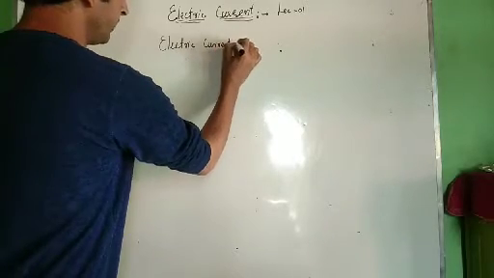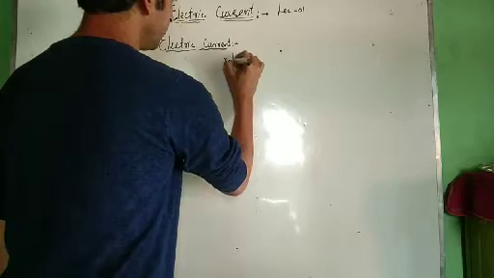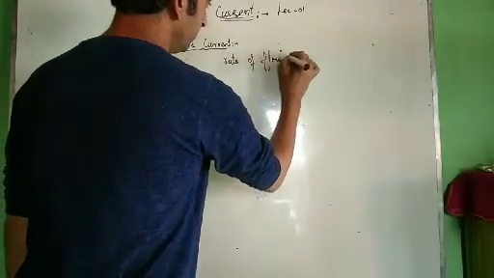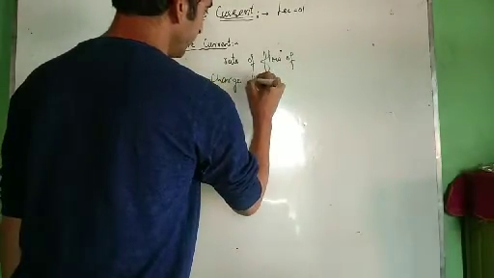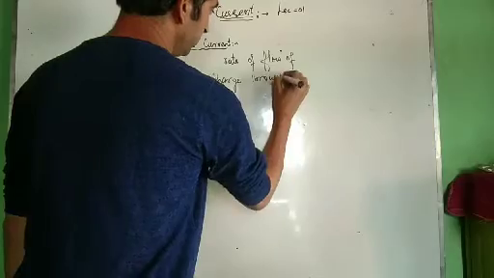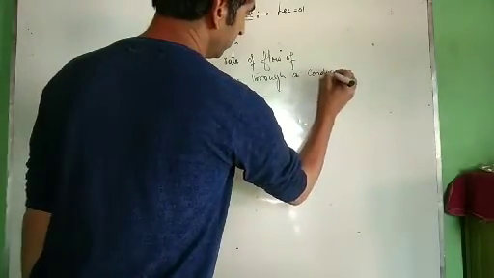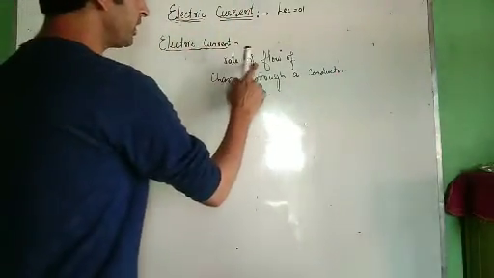Electric current is defined as the rate of flow of charge. The rate of flow of charge through a conductor, through a conducting substance, is called electric current. Now what is rate of flow of charge?